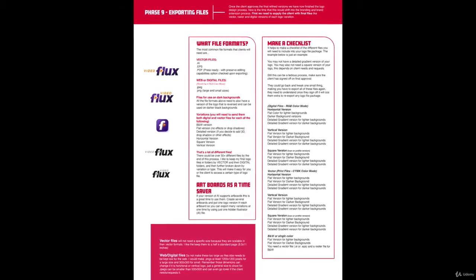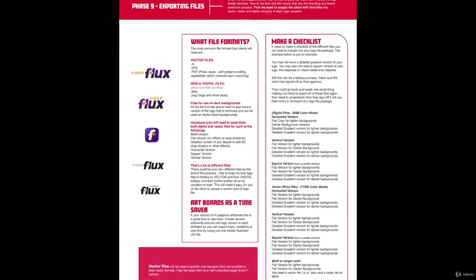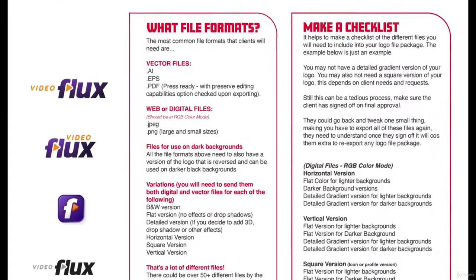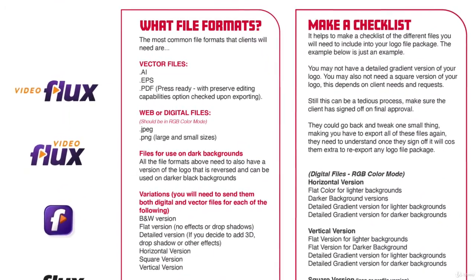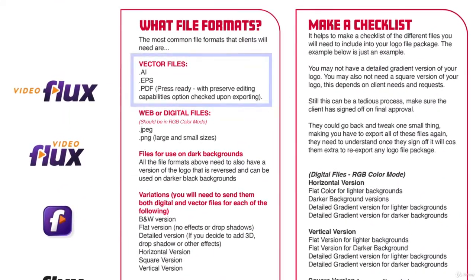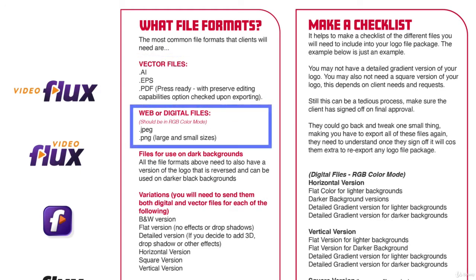Not only that, we have to think about supplying them with vector files, so original vector files like this file you're in right now in Adobe Illustrator. There's also a .eps, which is another more universal vector file, and also a press-ready PDF, which can technically also be a vector file. You also need to think about web or digital files like JPEGs and PNGs with transparent backgrounds so they can start to put this on web assets like a website.